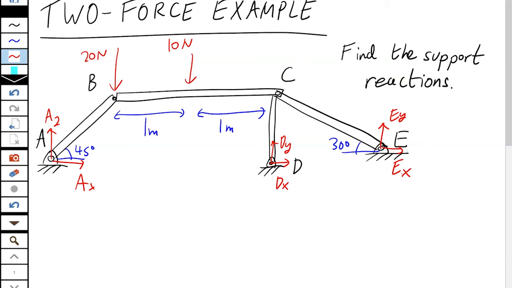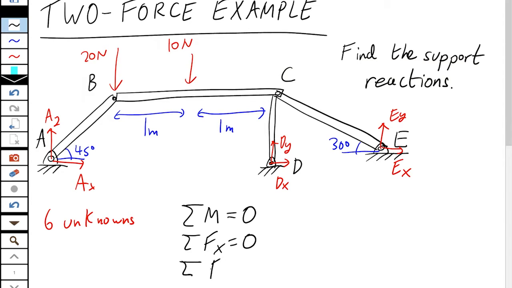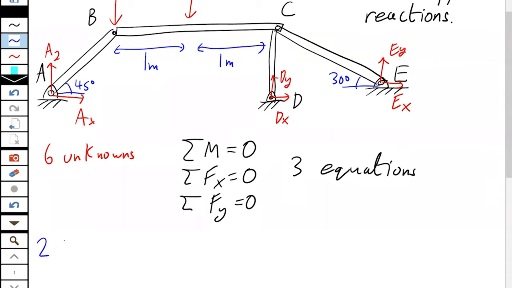And you can see, oh no, we have 6 unknowns, but we only have 3 equations. The sum of the moments around some pivot is 0. The sum of the horizontal forces is 0. And the sum of the vertical forces is 0. Only 3 equations. So we can only deal with 3 unknowns. This is very bad until we remember 2 force members.